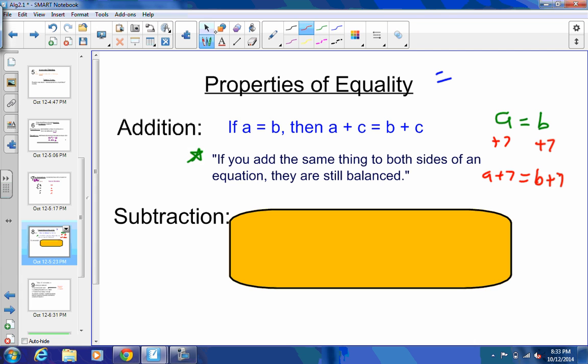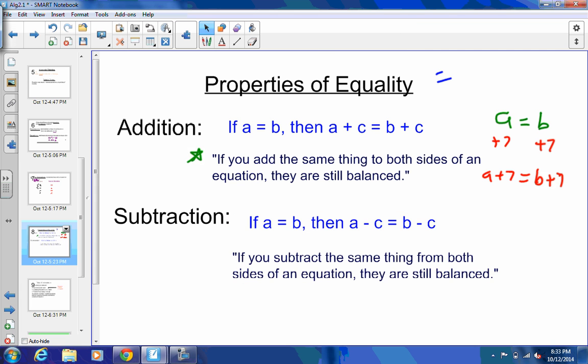Now the same thing goes for subtraction. It's kind of neat that you can do the same thing with subtraction. If a equals b, again, you have a equals b, and I can write that out over here, how we did it up there. If a equals b, there's our equation, then a minus c equals b minus c. Or in other words, if you subtract the same thing from both sides of an equation, they are still balanced.